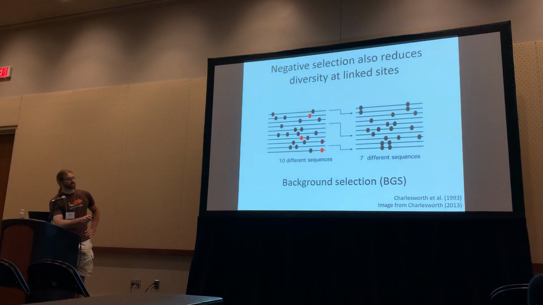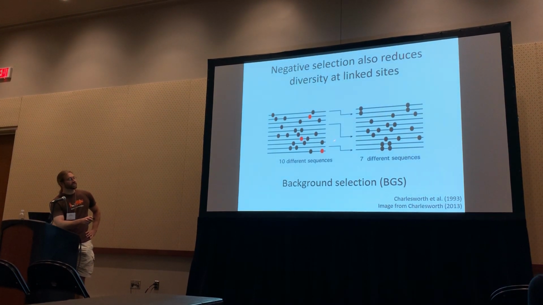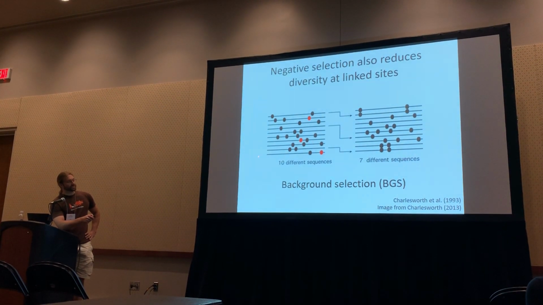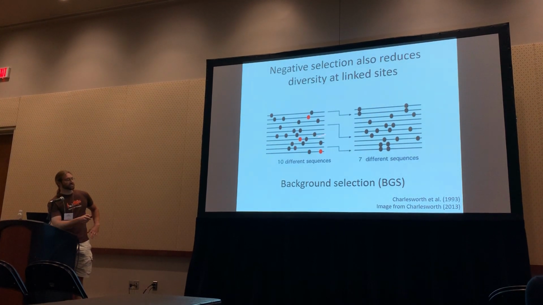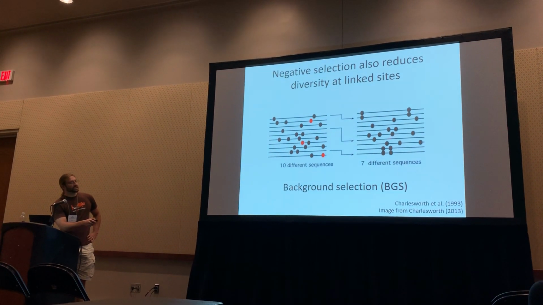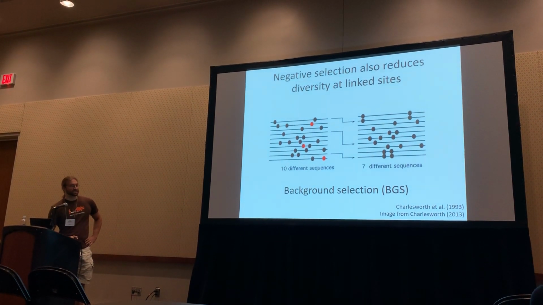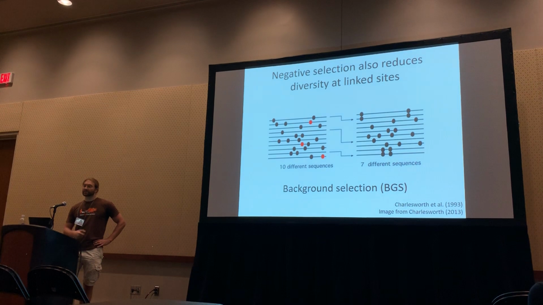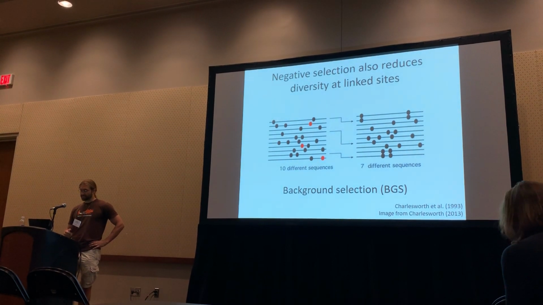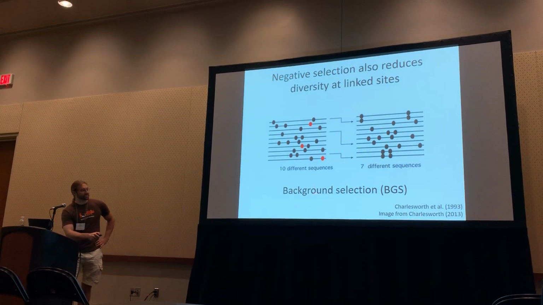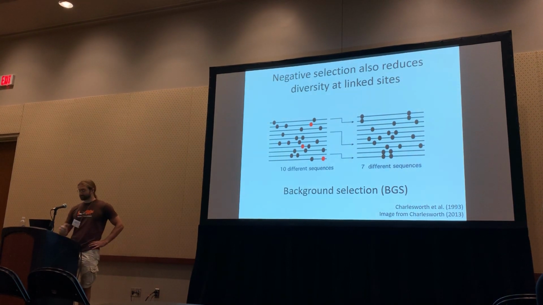Here our red mutations are deleterious, so they're going to be removed, and when they're removed, their entire chromosome, if there's no recombination, is removed as well, and is then replaced by one of the surviving chromosomes that did not have a deleterious mutation. So we lose diversity through negative selection as well. We're going to call this background selection, or BGS for short.